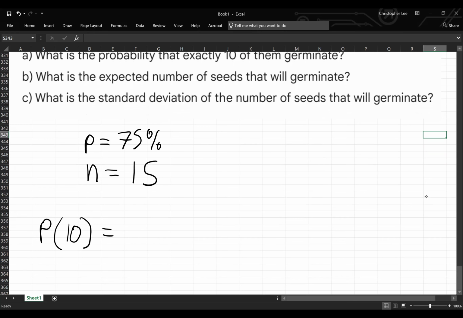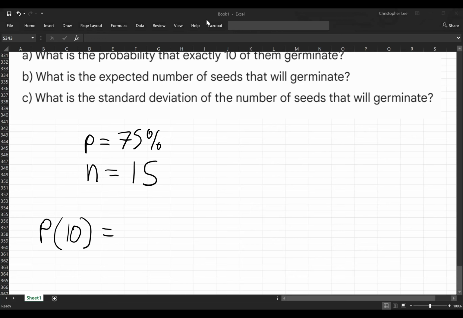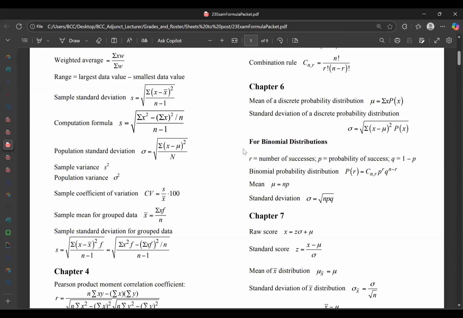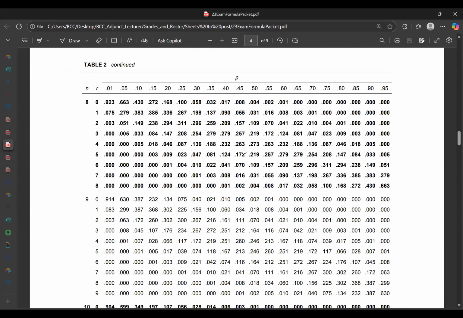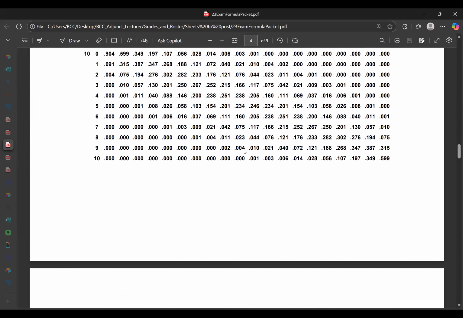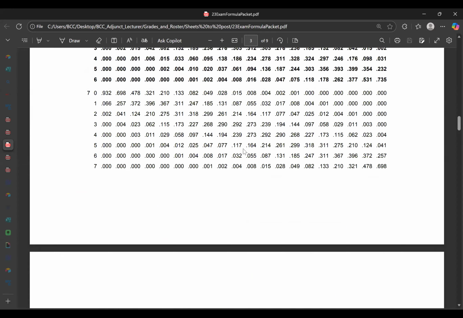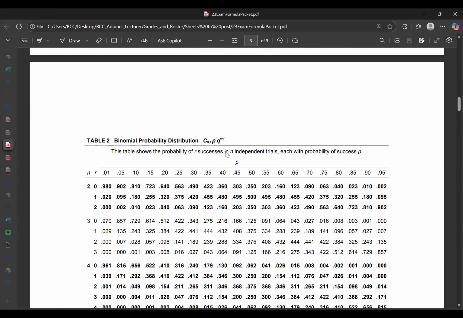So there's a couple of ways you could do this. You could do this on the table, or y'all can use a formula. Your choice. All right. Let's say we're going to look this up in the table. It's a binomial distribution, and this is the binomial probability distribution table.